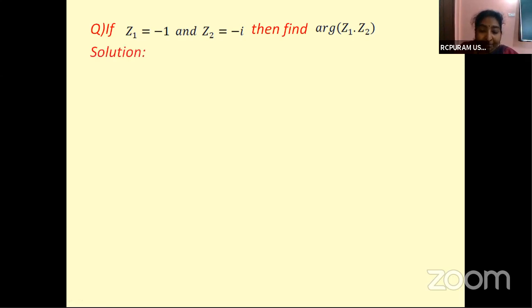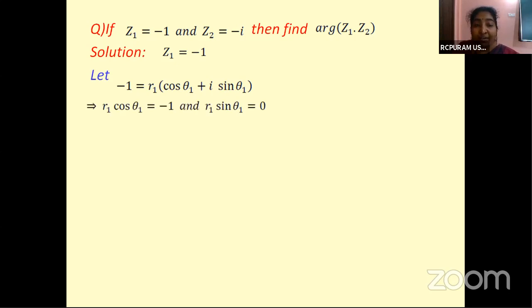Now children, we will take up the solution. Z1 is equal to minus 1. So let us take minus 1 is equal to R1 (cos theta 1 plus i sin theta 1). Since we have 2 different complex numbers, I am taking R1 and theta 1 just to differentiate both of them. So R1 cos theta 1 is minus 1 and R1 sin theta 1 is 0.